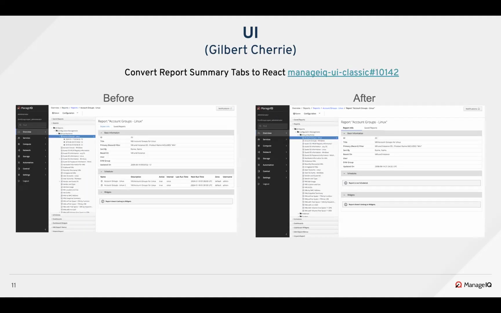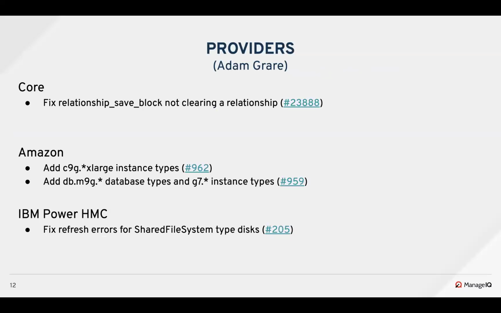And then similar PR, Andy converted the report summary tabs to React. On the left, you can see the old Haml tabs at the top of the page, and then the new React tabs at the top of the right page. And that's it for the UI. Next is Adam. Thanks, Gilbert.